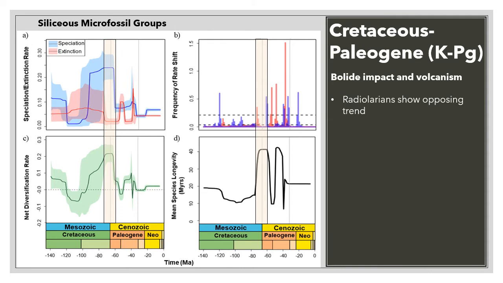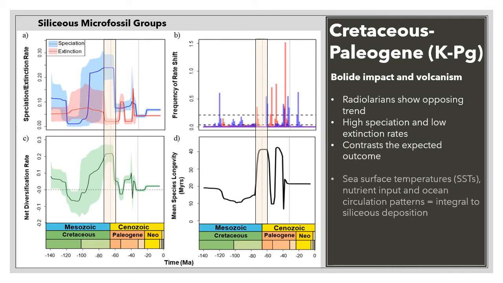Radiolarians, on the other hand, demonstrate continually high speciation rates for the late Cretaceous and initially across the KPG, while extinction rates remain low. Nutrient-rich waters and cool upwelling zones in the earliest Paleocene are likely to have advanced siliceous plankton speciation, promoting the accumulation of deep-sea biosiliceous deposition. This contrasts the hypothesis proposed for the KPG transition and suggests sea surface temperatures, nutrient input and ocean circulation patterns are integral in radiolarian radiations.